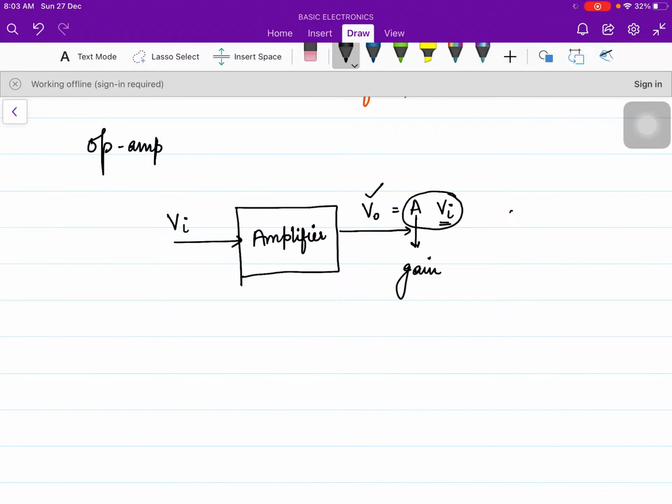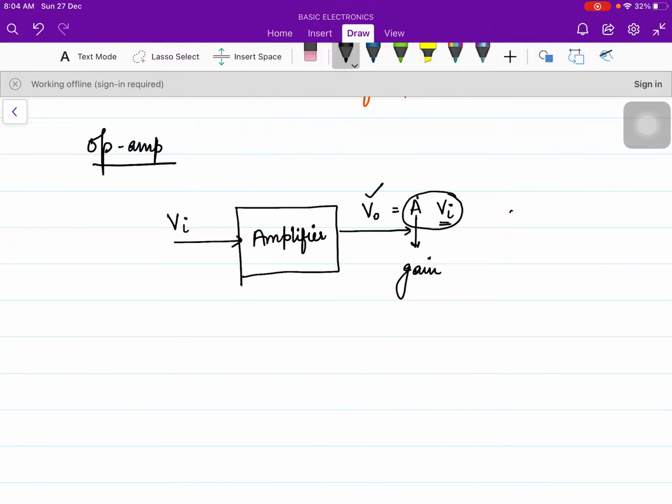So operational amplifier does the same thing. Operational amplifier is amplifying the input signal, and the gain in the case of op-amp is very high. At the same time, it is also performing some mathematical operations. That means op-amp is capable of performing some mathematical operations, and it is also capable of amplifying with a very high gain. Therefore it is called operational amplifier.